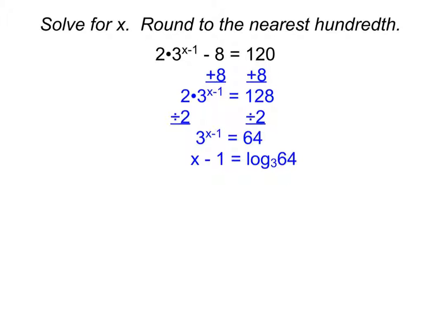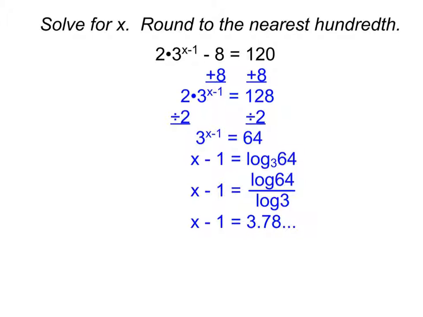And so in order to figure that out, the first thing I'm going to do is actually figure out the value of log base 3 of 64. So that means I'm going to go ahead and use the change of base formula. So I'm going to do log 64 divided by log 3. And that gives me about 3.78.